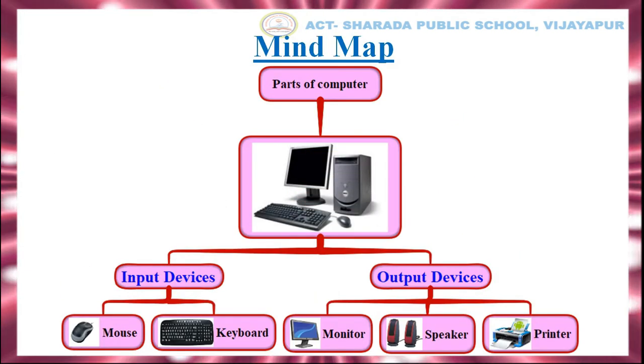Let us understand the mind map on input and output devices. Children, you know the parts of computer. They are monitor, CPU, keyboard and mouse. Let us understand input devices and output devices. Mouse and keyboard are the input devices of a computer, and monitor, speaker and printers are the output devices of a computer.